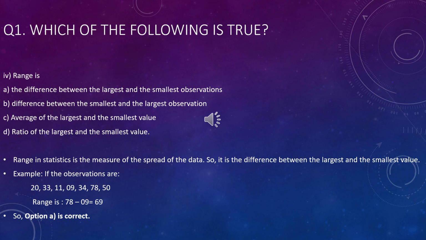So we can take an example like here, if the observations are 20, 33, 11, 9, 34, 78, 50. So what is the range here? The highest value is 78 and the lowest value is 9. So the difference between 78 and 9 will give the range. So here option A is correct, which is the difference between the largest and the smallest observations.